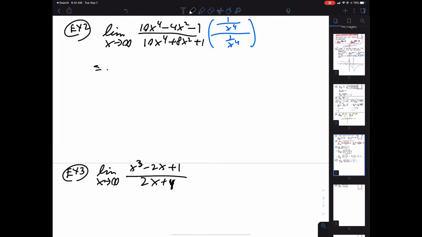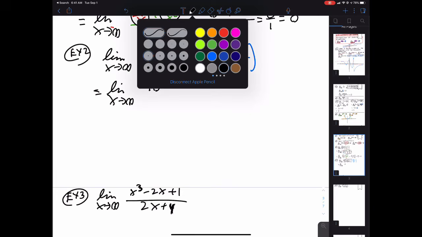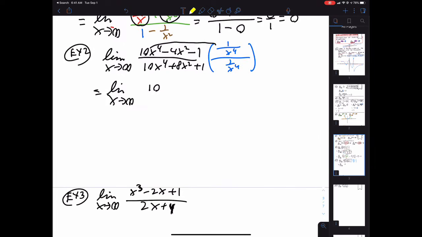So this will equal, so first we'll do these two. Wow. That will get us 10. I'm going to run out of colors here. There's too much going on. Now I'll do these two.